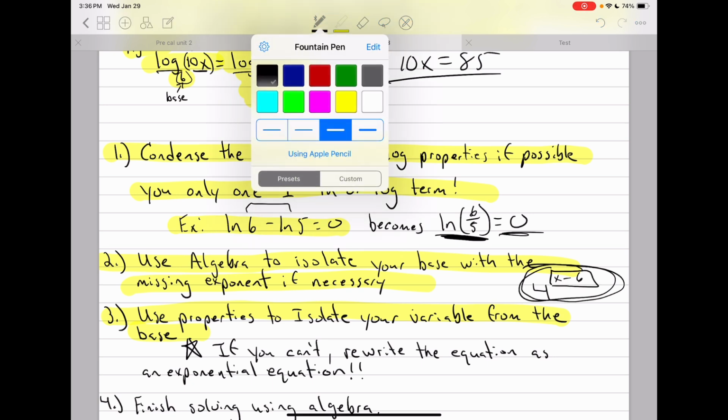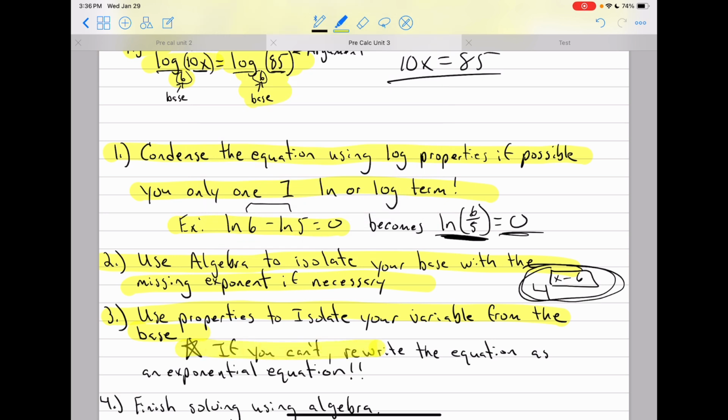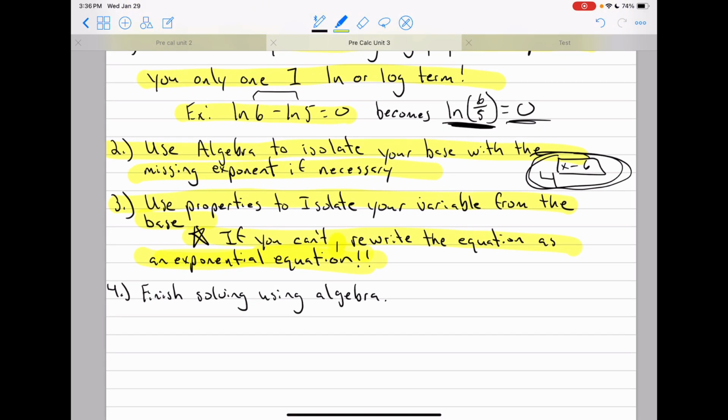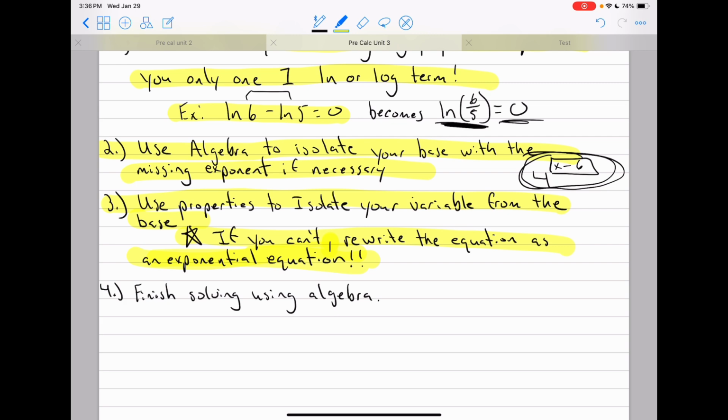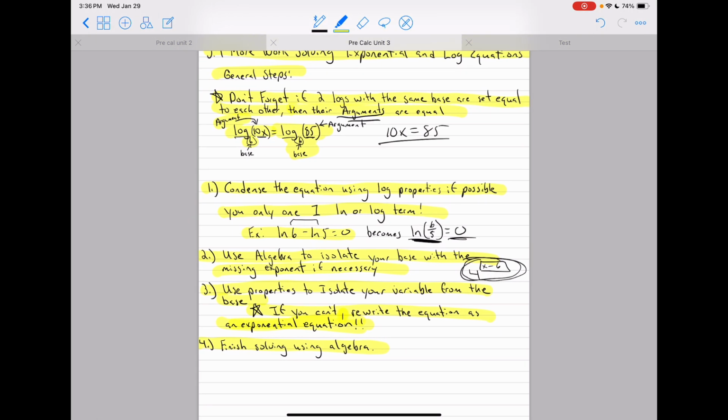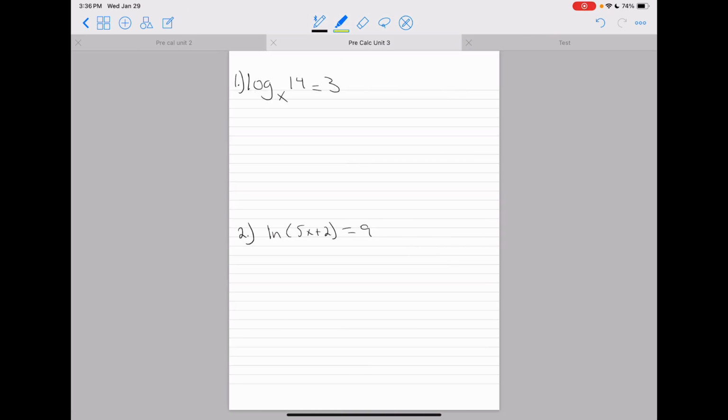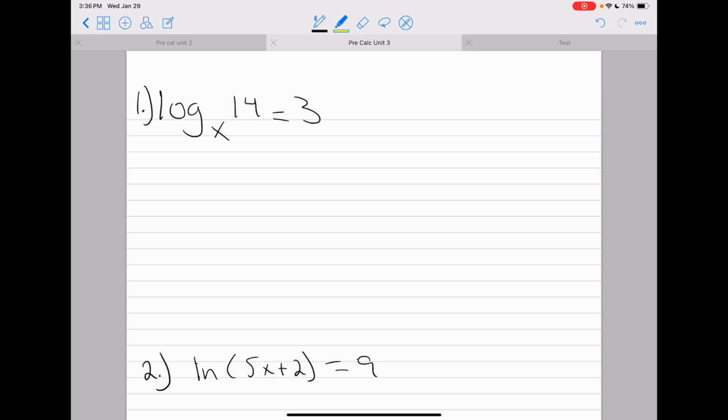Okay? But then there is something to add on. If you can't do this, rewrite the equation as an exponential equation. And we'll do an example where you see how that works, all right? And finally, after that, you're going to finish solving using the algebra that you know. So we're going to have these steps, and then we're going to use them for these next few problems. And then this is what you're going to do in class tomorrow. All right, we're going to kill the game.